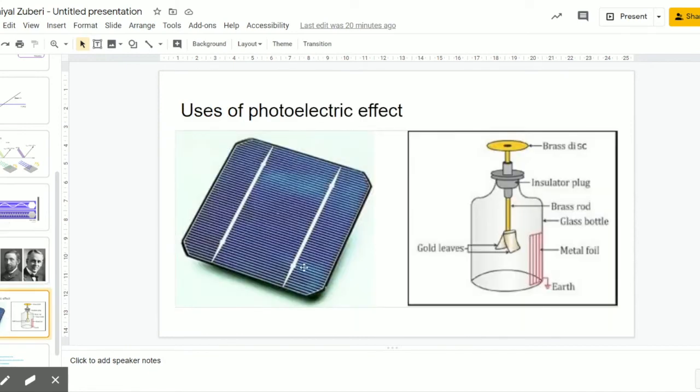Uses of the photoelectric effect. The photoelectric effect can be used in solar cells and fiber optics. It can also be used to analyze a material by detecting the photoelectrons emitted.